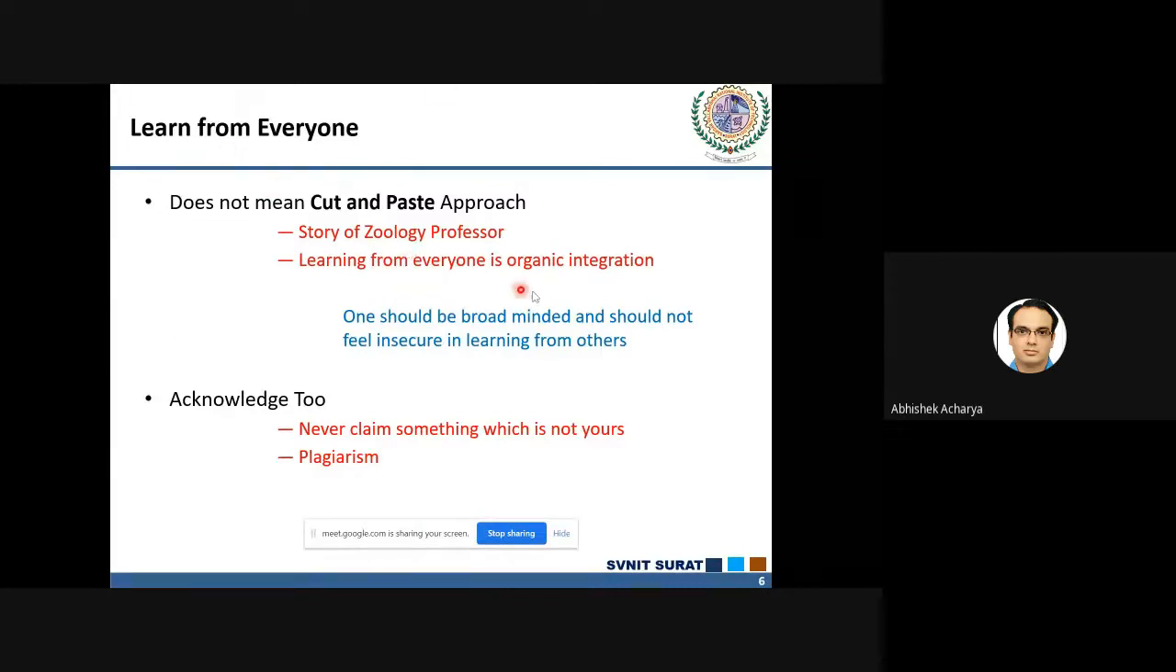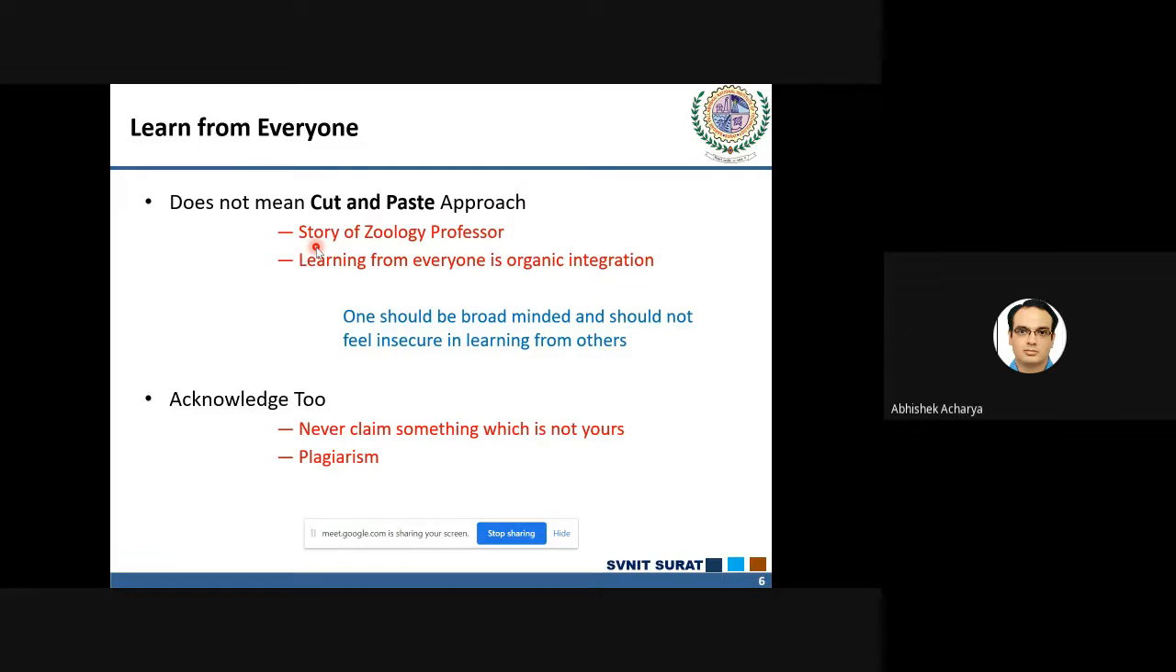So learning from everyone doesn't mean that one should follow a cut and paste approach. Over time, you have to develop your own style. And at the end, I would like to say that whenever you are learning from someone or listening to someone, we must acknowledge them. Never claim something which is not yours. This is a very important integrity pact in the research domain, even in your daily life. If you have learned something, we must acknowledge that.